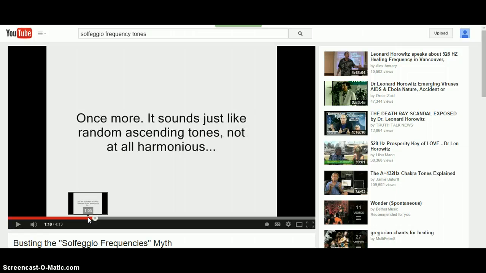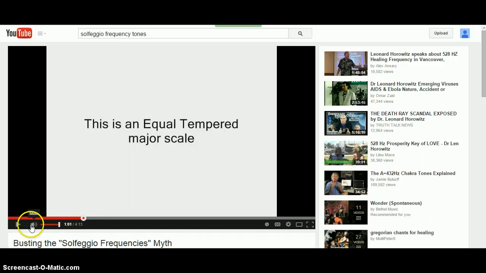I believe it's 1 minute exactly. You'll notice in the regular scale, that is our tuning, our normal scale for equal tempered, and then immediately following are the solfeggio frequencies.